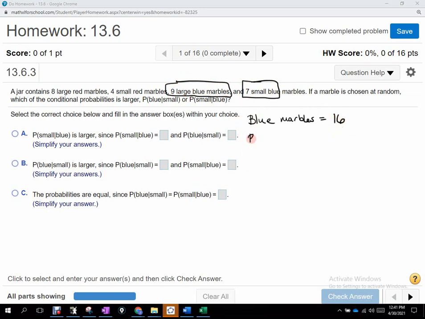Let's talk about red marbles, and you'll see why maybe this information is important here to write it out as just blue and take away the small and large aspect of things. So red marbles would be 8 and 4, correct? So total, that gives me 12. Okay. How many small marbles do you have?